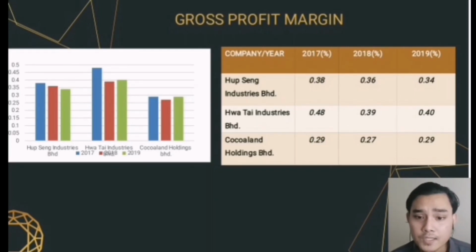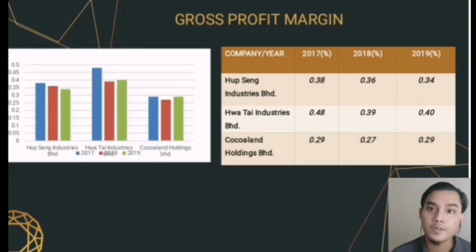Of the three companies, the highest percentage of gross profit margin is generated by Huatai Industri Holding Berhad. A company with a large gross profit margin is more efficient in terms of management, and the products it serves are more profitable than those of companies with a smaller gross profit margin.